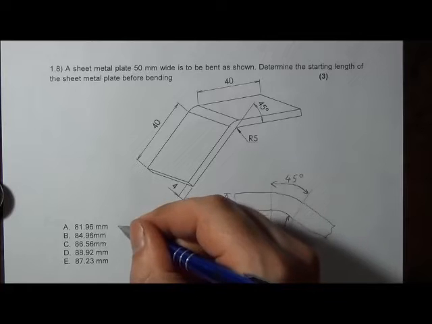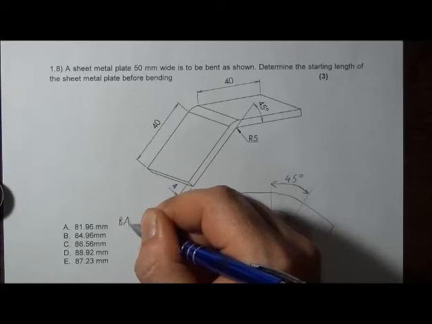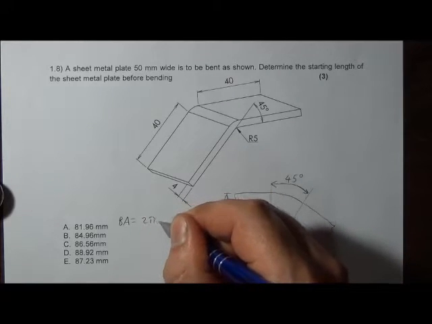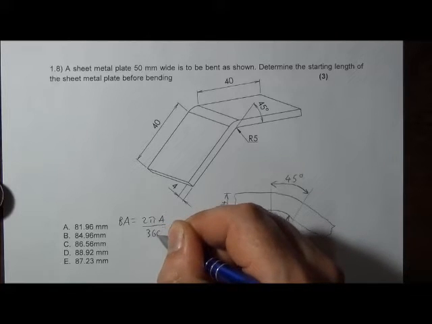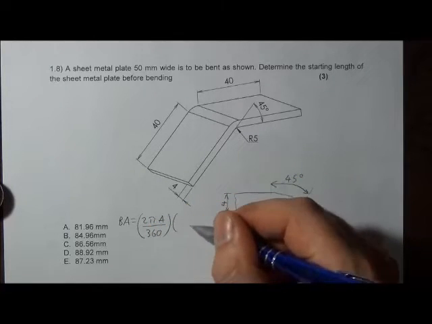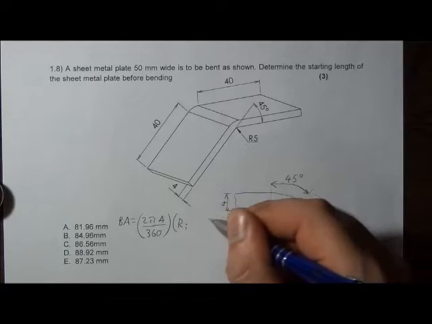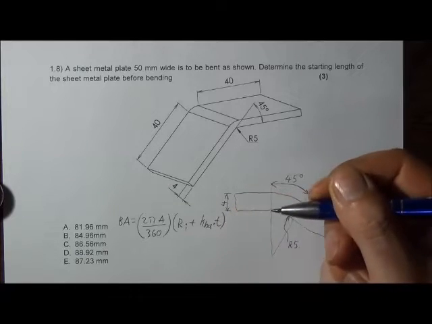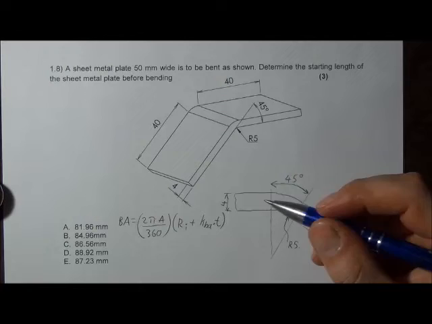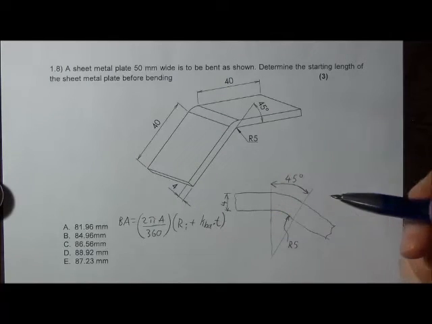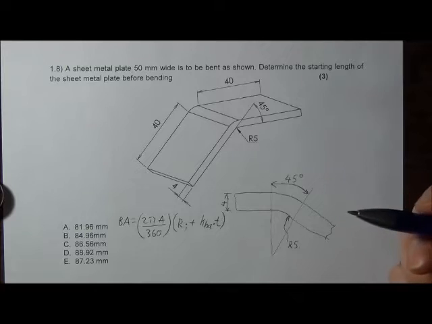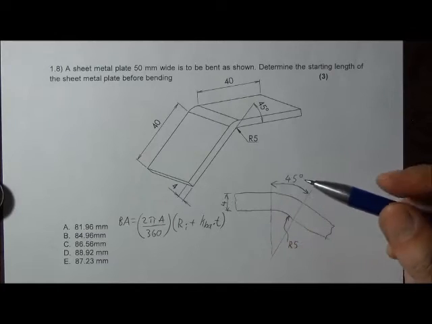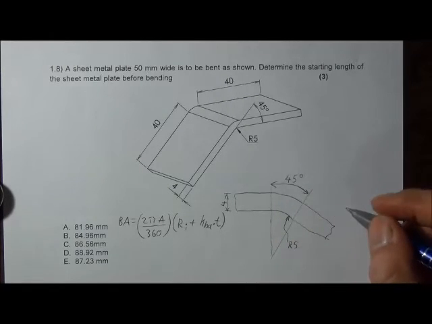So, bend allowance is equal to 2 pi A over 360, multiplied by inside radius plus kappa times t. So kappa we need to find based on the ratio of the radius to the thickness.